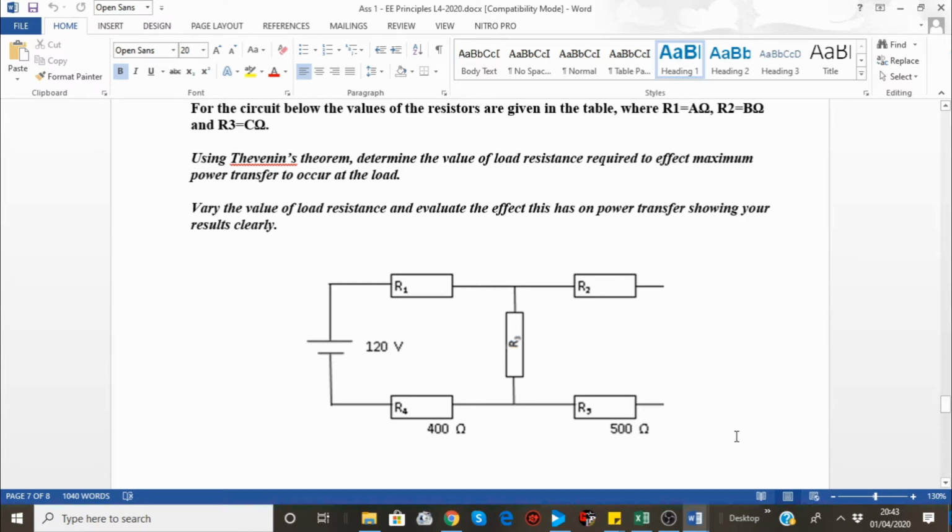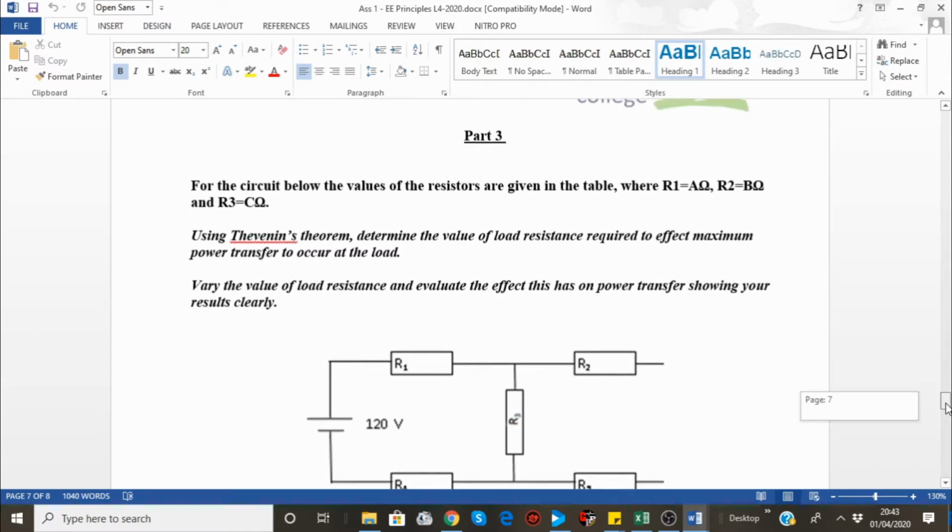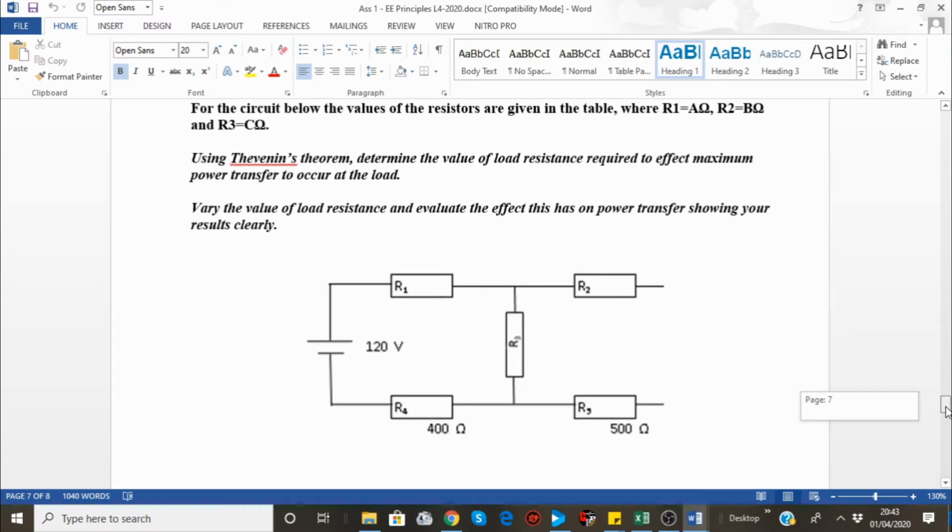This is just a video to show you how task number 3, or part 3 of your first assignment, is done, which has to do with this circuit. All it's asking is to find the equivalent Thevenin circuit of this network, then draw the equivalent Thevenin circuit, and also find the value of the load resistance, how much it should be to get the maximum power transfer to that load.